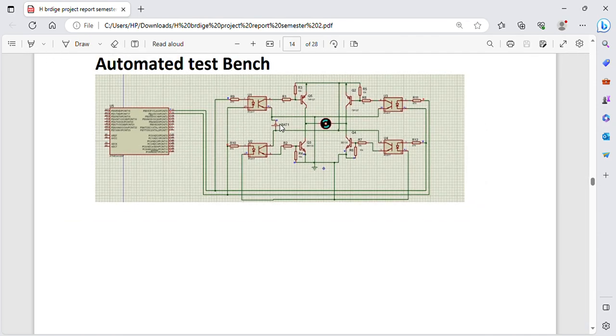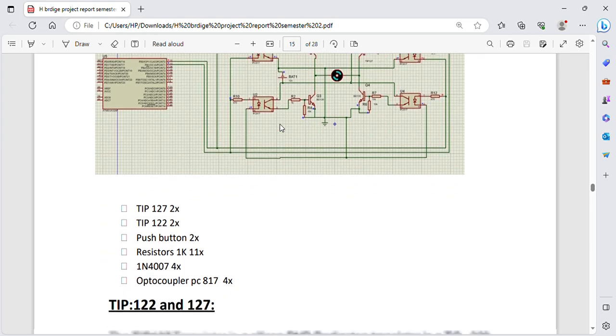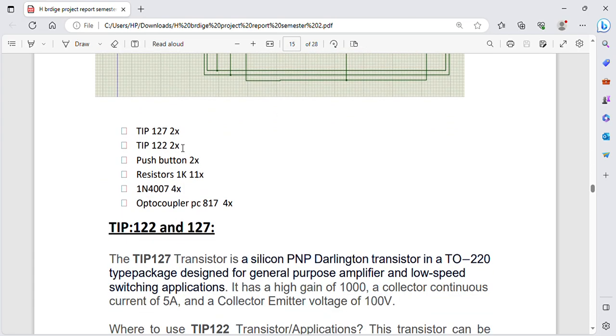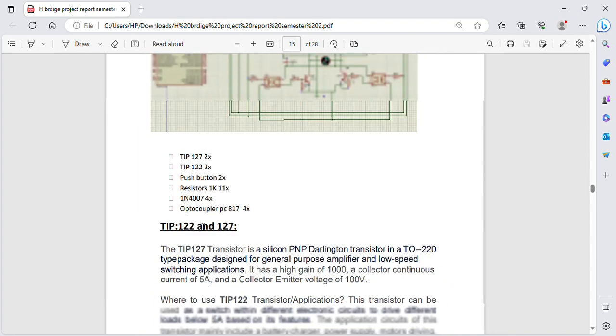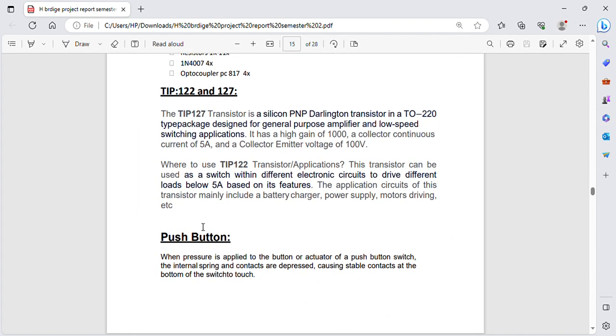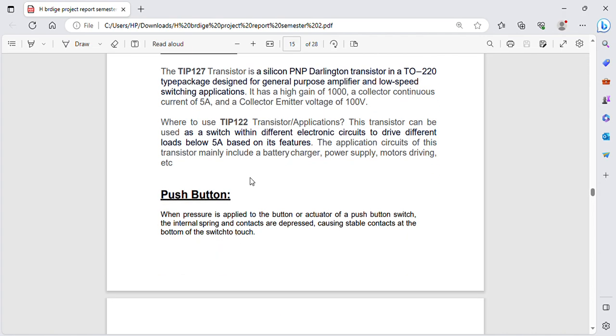And the next thing is the desired components we use: 127 transistors and 122 transistors, two push buttons, 1K resistors, 4007 diodes, and one optocoupler 817. So all these functionalities are written there, and you must watch and read from this.